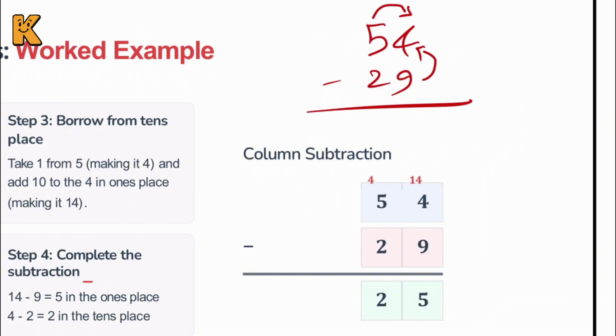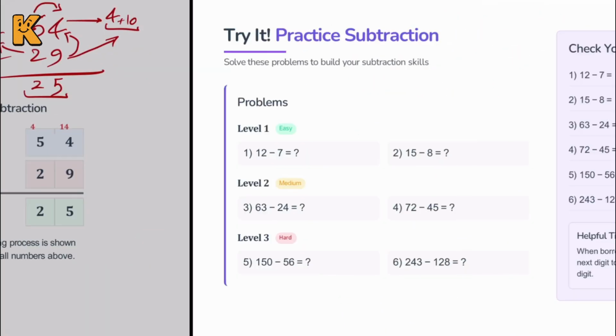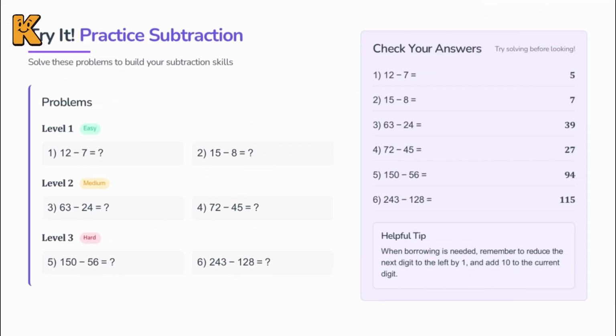So my 5 is going to be converted to 4, and this 4 is going to be 4 plus 10. Why 10? Because each unit from the place of tens is going to be valued as 10. So I have 4 plus 10, which equals 14. At this point, 9 is going to be subtracted from 14, which gives 5. 4 subtracted by 2 equals 2, so I have 25. Easy peasy, lemon squeezy.